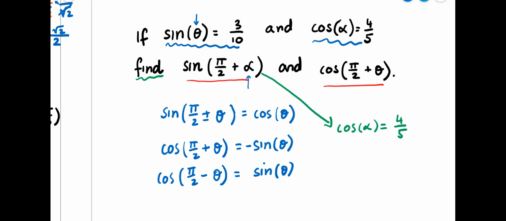Cos of pi on 2 plus theta, well, this is pi on 2 plus something, so this is going to be equal to minus sine theta.